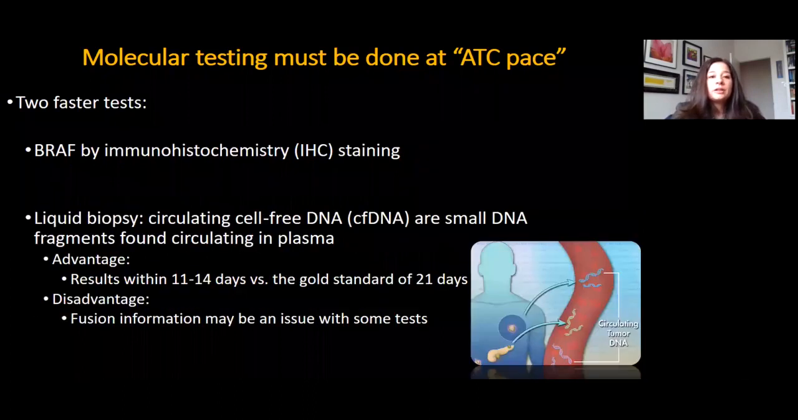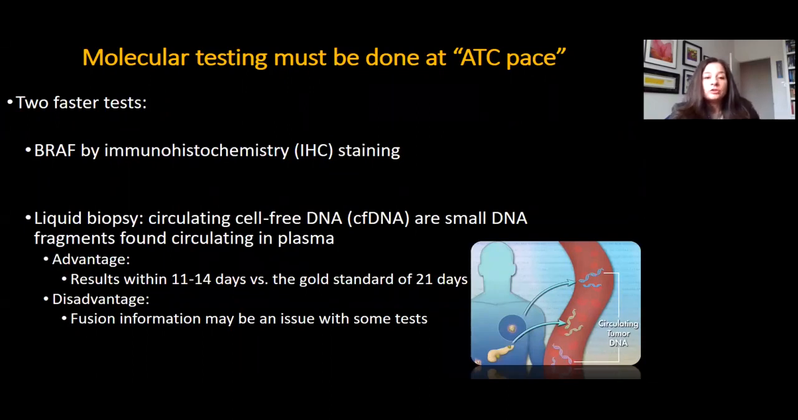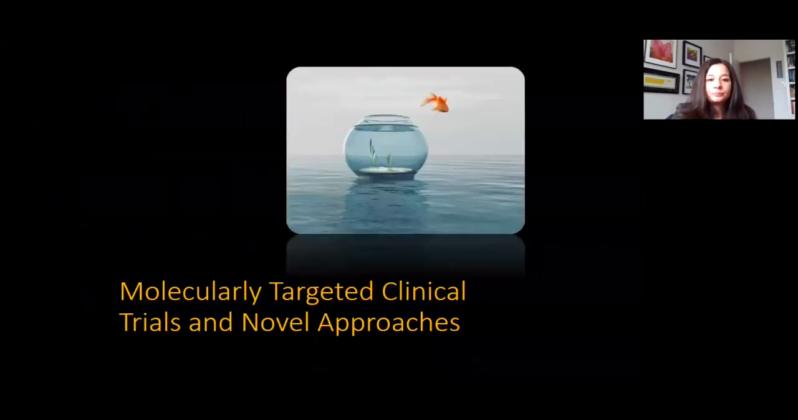So liquid biopsy, again, this is just testing for fragments of DNA in the circulation in the blood. So you don't need a biopsy for this, whereas with the BRAF staining, you do need tissue. The advantage is that it is shorter than the standard 21 days, so it takes about 11 to 14 days. But fusions, unfortunately, we don't pick up all the fusions that we need to. Right now, the test is not completely optimal for some of the tests that are out there.